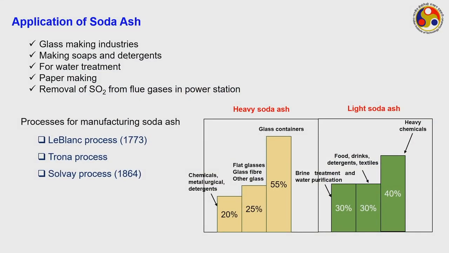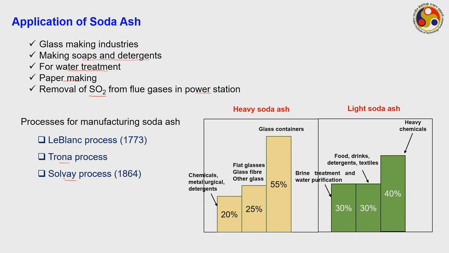It is also used for making soaps and detergents. It is used for water treatment, because sodium carbonate, if it is treated with water, helps in the purification of water samples. It is used for making paper, and also for the removal of flue gases, such as pollutant gas like sulfur dioxide in power stations. So it has a number of uses. That is why this is an inorganic chemical. You have three processes: the Leblanc process, the Trona process and the Solvay process.